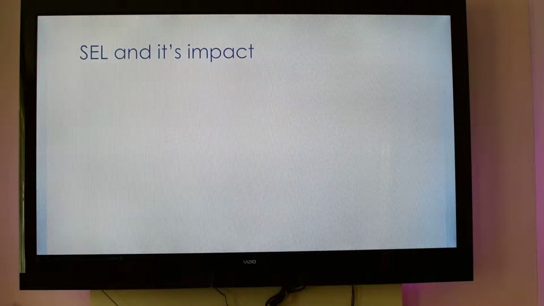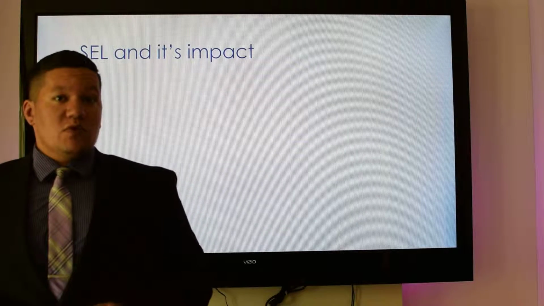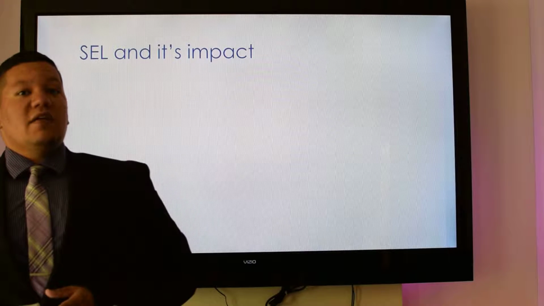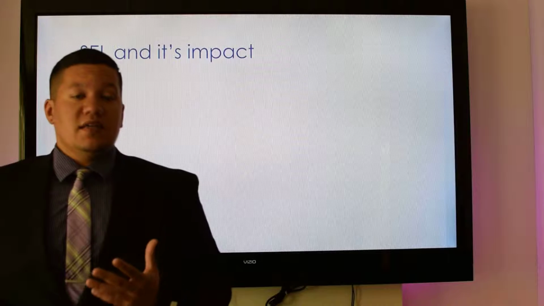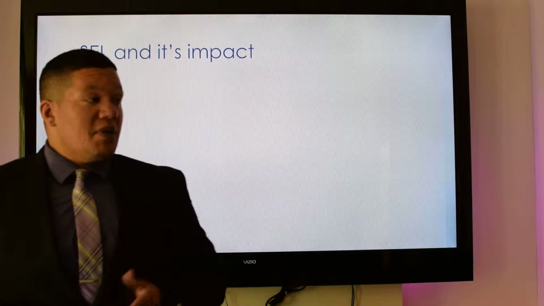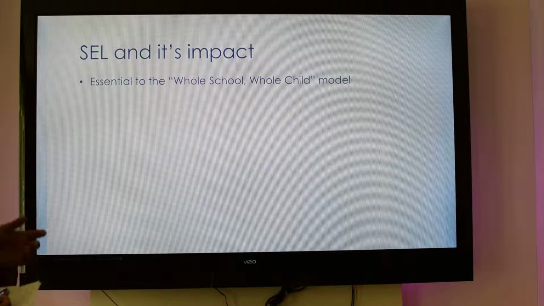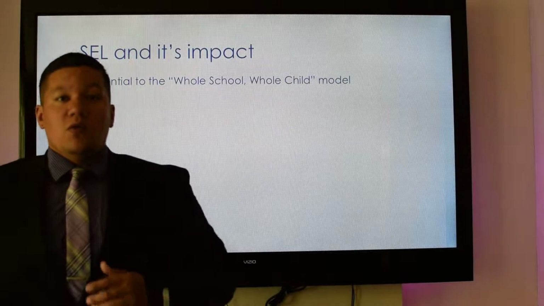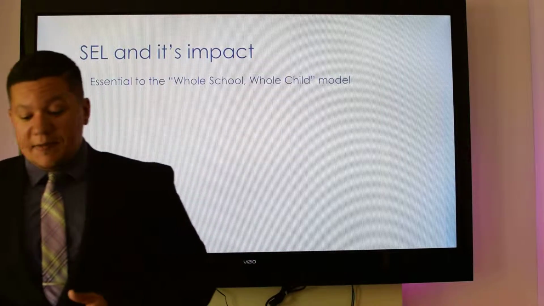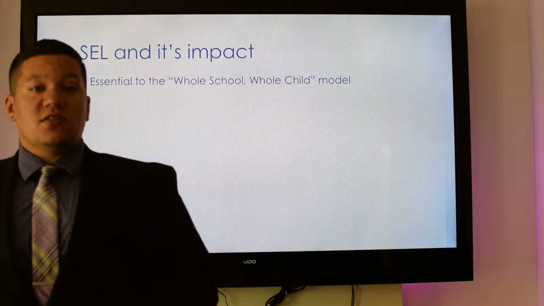And SEL has a very large impact on schools. Again, if you look towards the packet that comes with this workshop, there are many facts and explanatory things that will explain what SEL is and how it's broken down. But SEL and its impact on schools is very large, and it is essential to the whole school, whole child model, which City Year abides by, a holistic form of education that works on cultivating assets that the students already have.